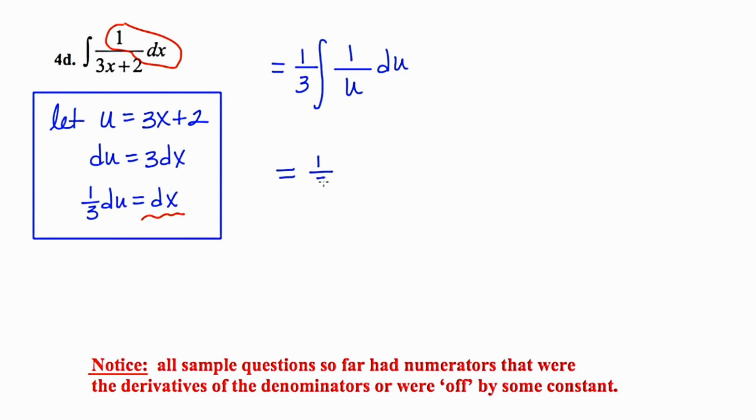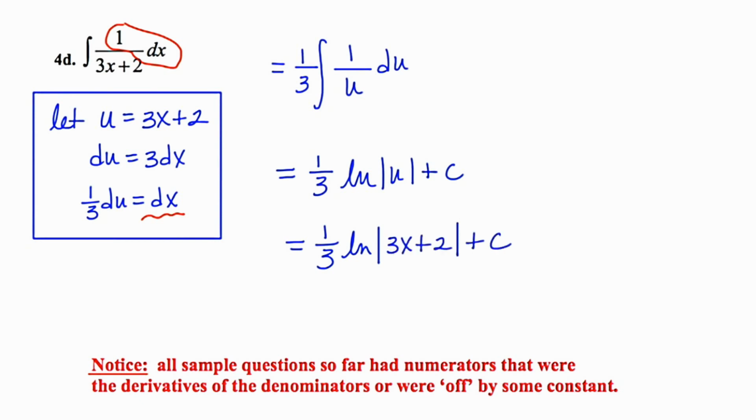So I'm going to write the 1/3, I'm going to write the constant again, and we're going to end up with the natural log of the absolute value of u plus c. And of course, I'm not going to forget to back substitute in for u. And u in this case is going to be 3x plus 2. So here we have our final answer.